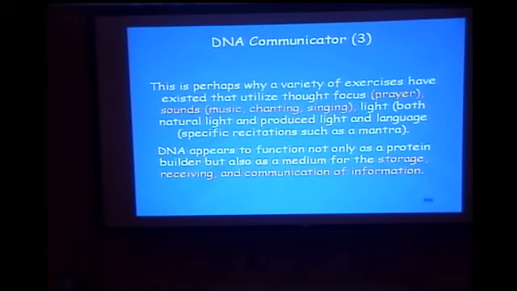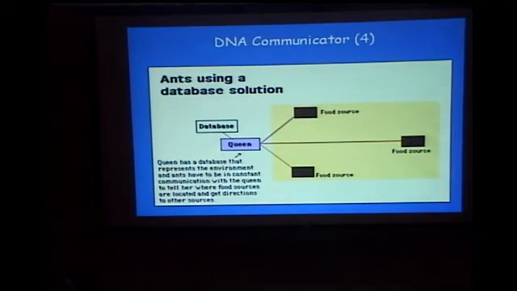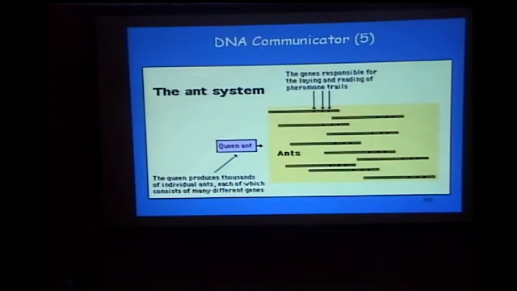So DNA appears to function not only as a protein builder but also as a medium of storage, communication, and a lot of those things. Anyway, ants, the queen ants, communicate with all these ants through this DNA. They transfer the DNA, queen one, so they know where the food is. And this is all trained by a queen. And they can see by DNA and they can tell you that.